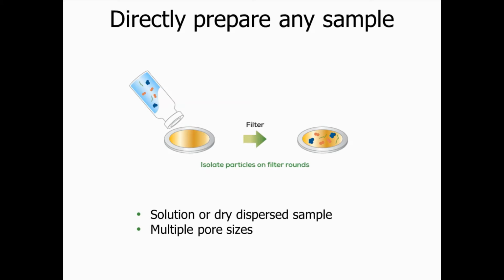Sample preparation for Hound analysis is very straightforward. If you have particles in solution, you can filter the particles on a gold-coated membrane filter and directly analyze the immobilized particles on the filter round. If you have powdered sample, you can directly disperse the particles on the filter round and analyze them right away.